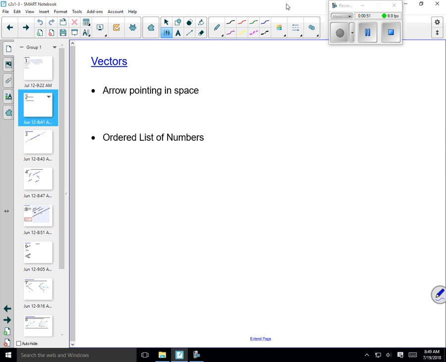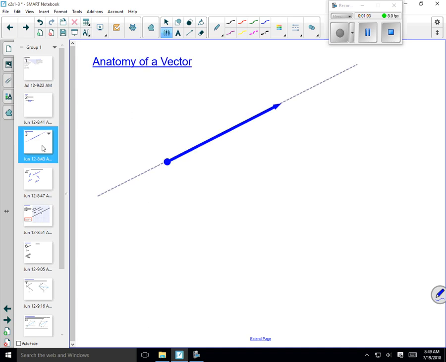This lecture is going to deal exclusively with a vector as an arrow pointing in space. So we're going to not worry about the ordered list of numbers yet. So let's start off and talk about the anatomy of the vector, just get some terminology here. Here's a nice vector drawn on a page.